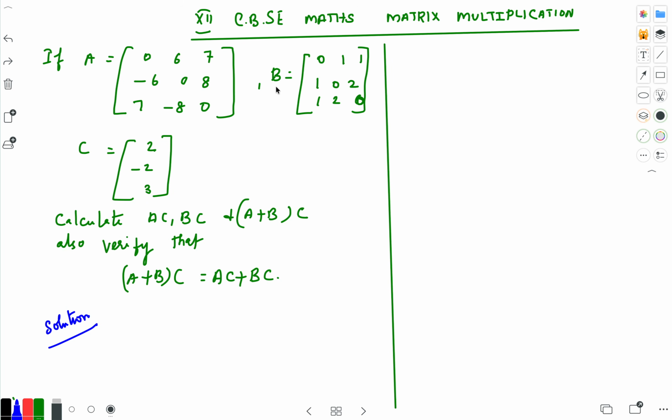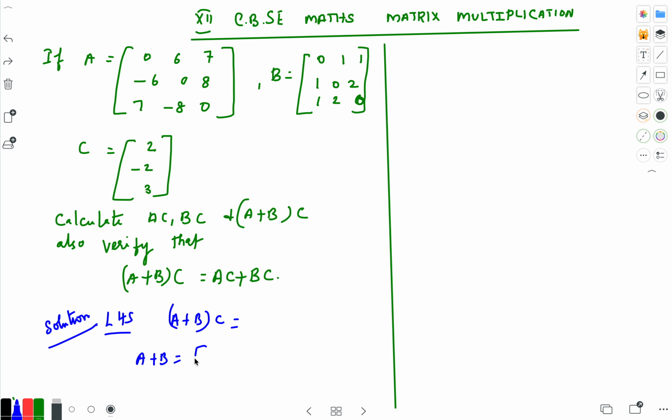If matrix A is given, B is given, C is given, we have to calculate AC, BC and (A plus B) into C, and also verify that (A plus B) into C is equal to AC plus BC. First let's find out the left hand side. (A plus B) into C.